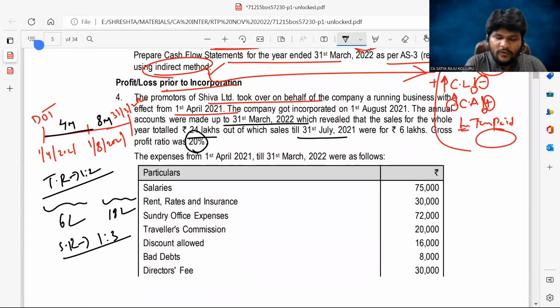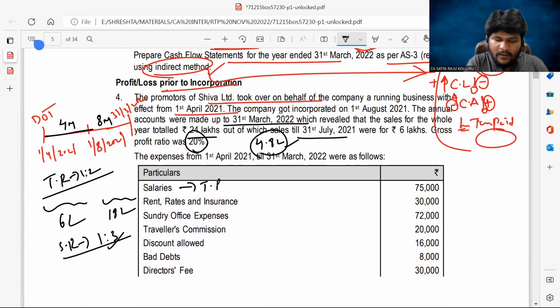So the sales were 24 lakhs. 24 into 20% means the GP is 4.8 lakhs actually. The gross profit was 4.8 lakhs, because sales into GP percentage means gross profit. This gross profit you need to distribute in the sales ratio, that is 1:3, between pre and post.